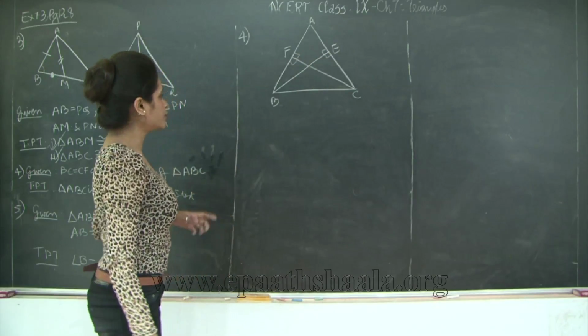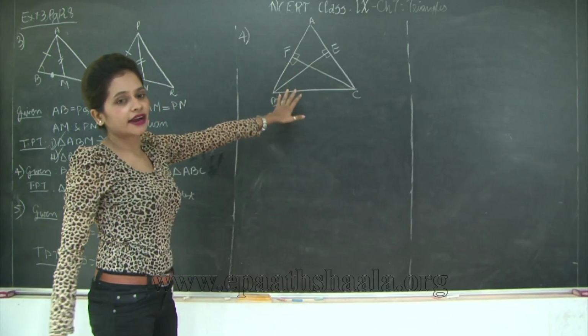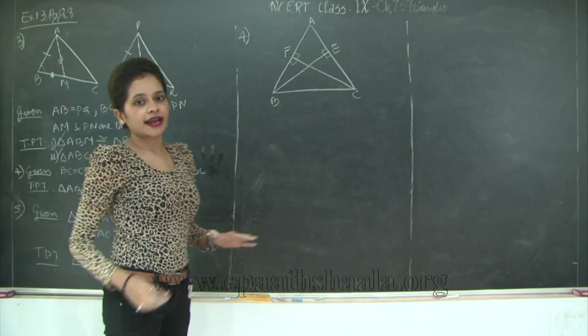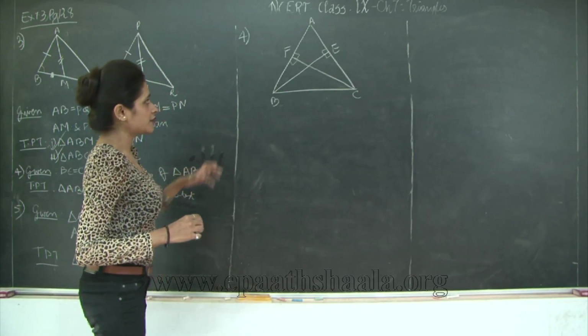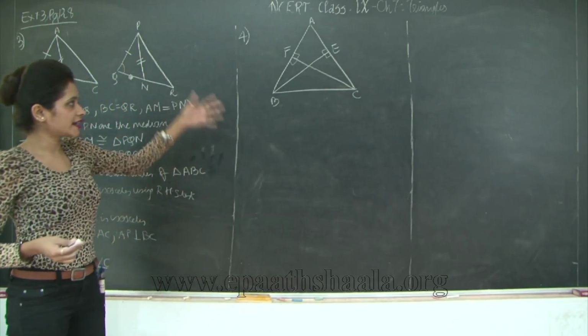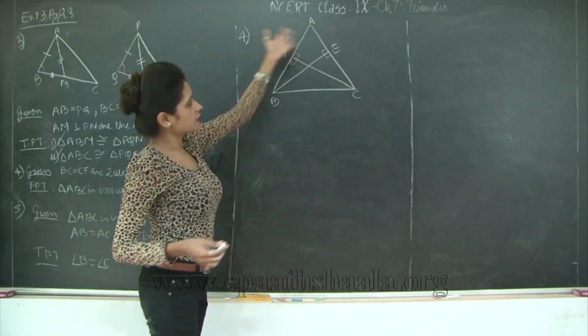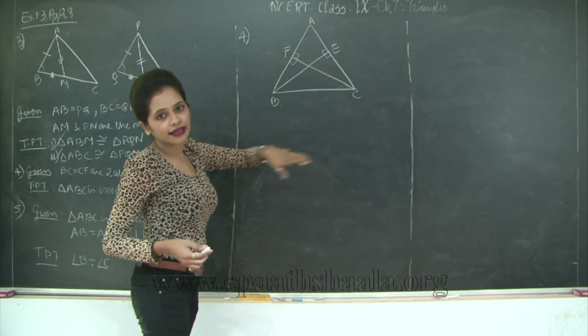What do I need to prove? That the triangle ABC is isosceles by the RHS test of congruence. RHS is nothing but the right angle, hypotenuse, side test of congruence. So, how are we going to prove that? In order to prove that triangle ABC is isosceles, I need to prove that AB is equal to AC, or I can even prove that angle B is equal to angle C.